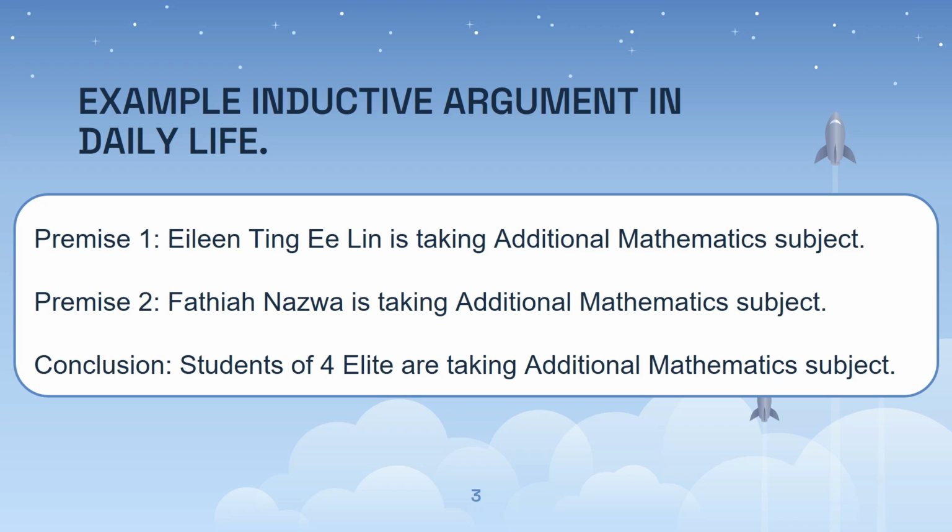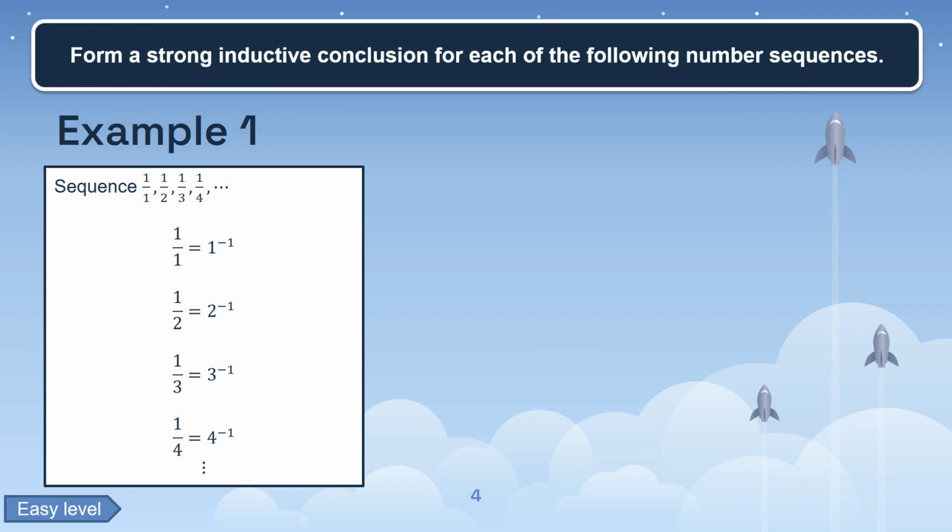This kind of inductive argument is what we use in our daily life. Next, we jump into examples of how to form a strong inductive conclusion. There are two kinds of questions that usually come out. The first type is the number sequence, and the second type is the premises. First, we look at the number sequence.